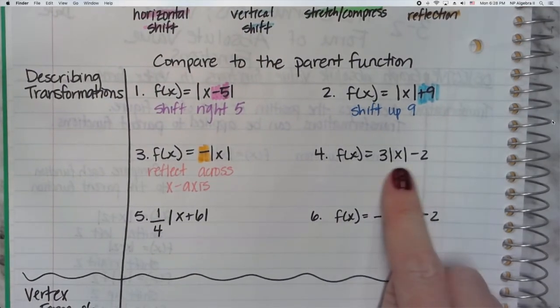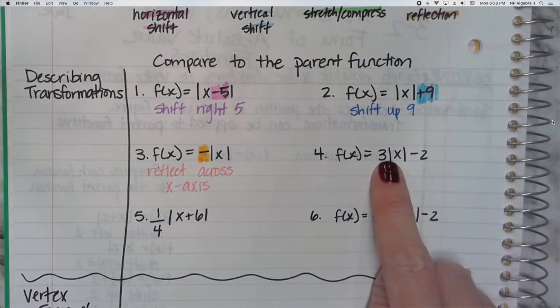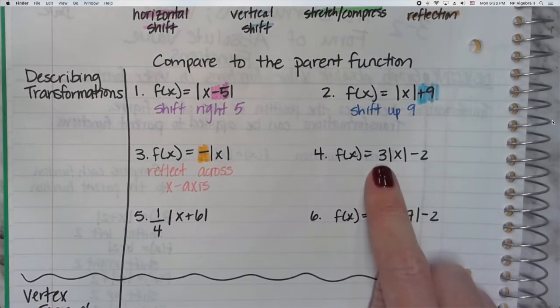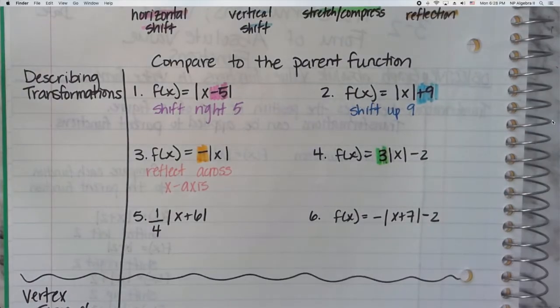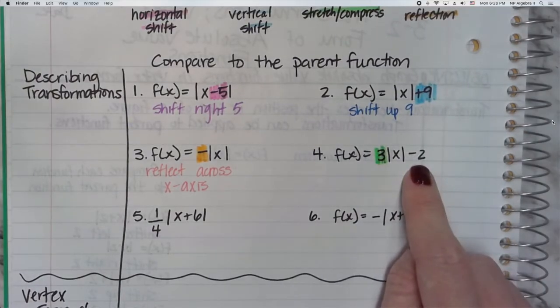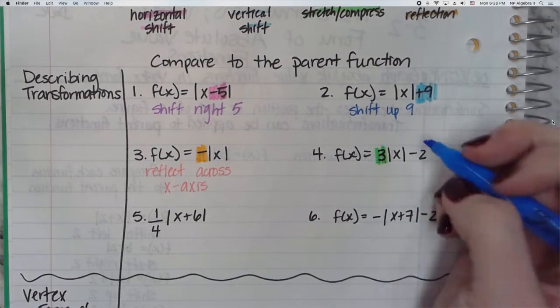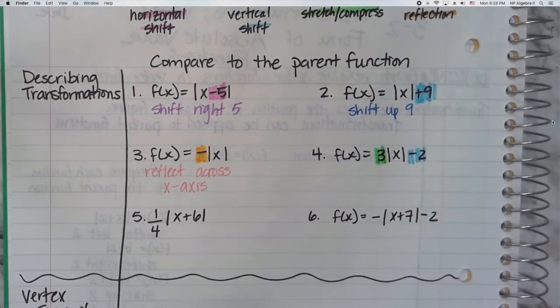So taking a look here, what does this 3 out in front mean? If we have a number out in front, that's a stretch or a compress. So I'm going to highlight that green. And then looking here, this minus 2, that's going to be a vertical shift. And so we just want to describe those.